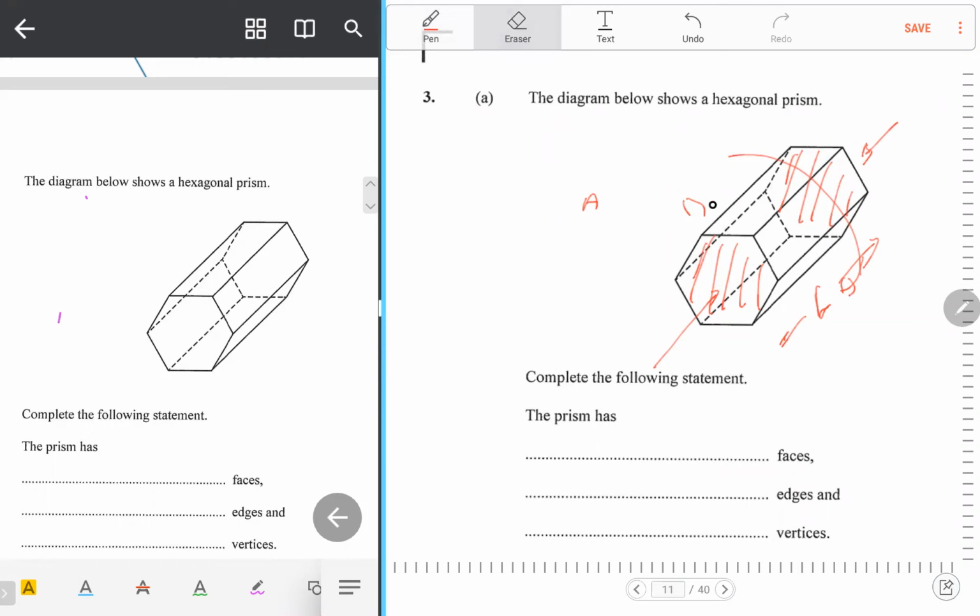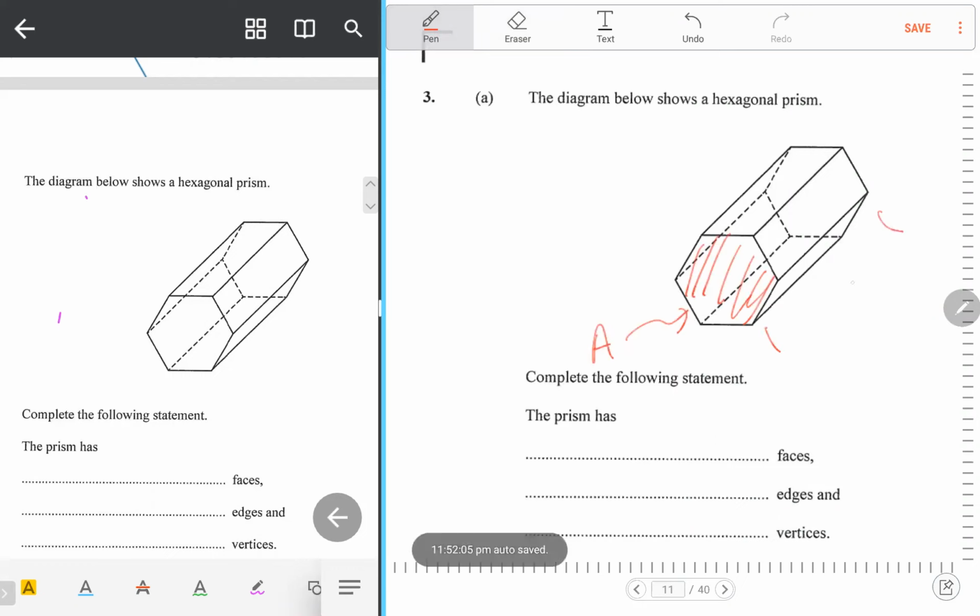Remember these things, we're revising. All right, a uniform cross section. Remember, the area of this end is what we call A. The area of the end is what we call A. And the distance between the two ends is what we call L. All right, remember these things.